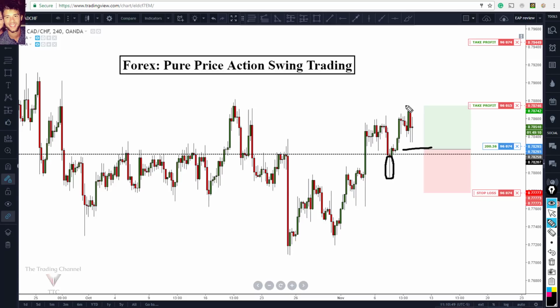And as you can see, this market's come up to our take profit already. It got about 1 pip away from taking profit, and since has pushed down, and now we're hovering about halfway to our take profit.